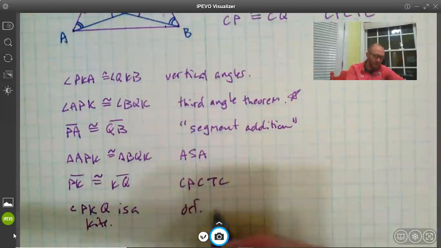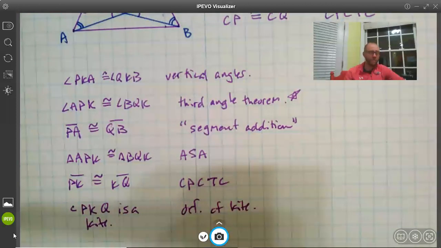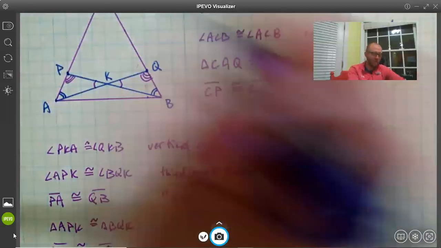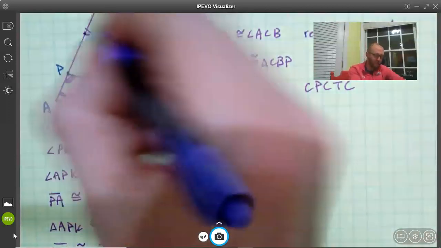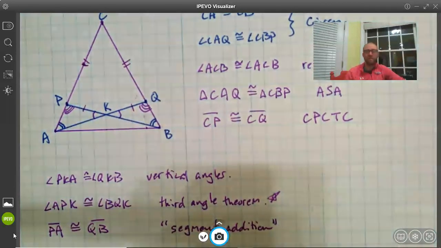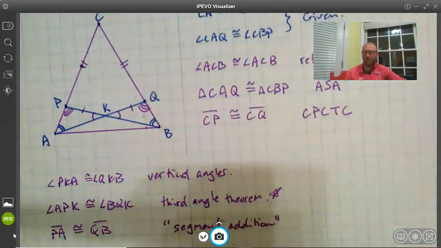by definition of kite, right? And of course, I suppose this part of the proof does leave out some things that are up here. Basically, the definition of a kite is that these two sides have to be congruent, and these two sides have to be congruent, and we've proven that much. So there you go.